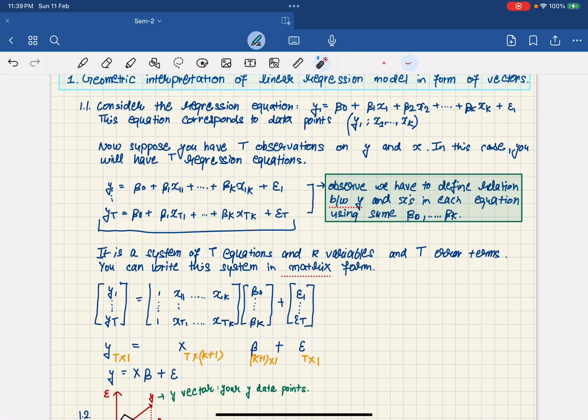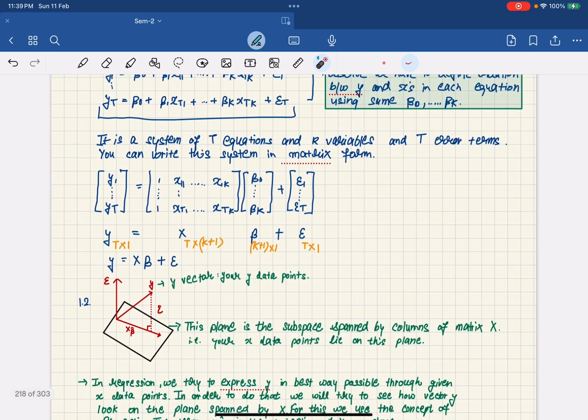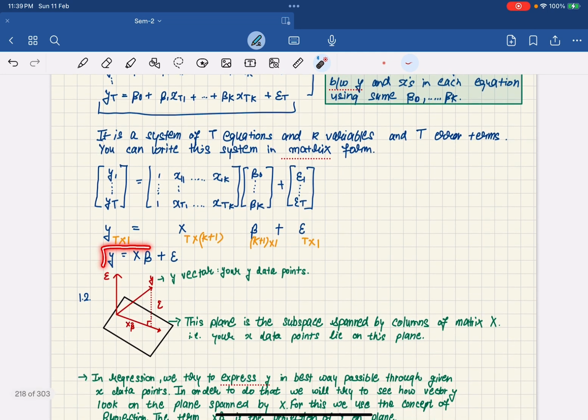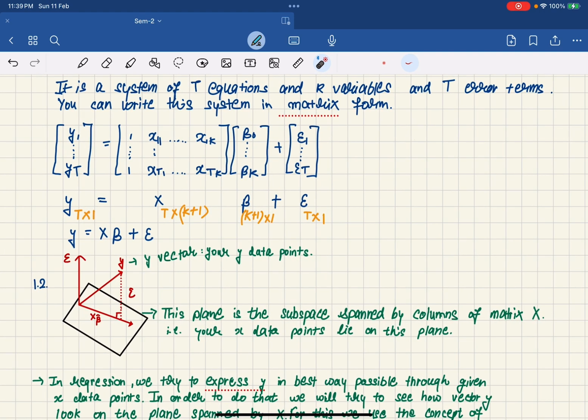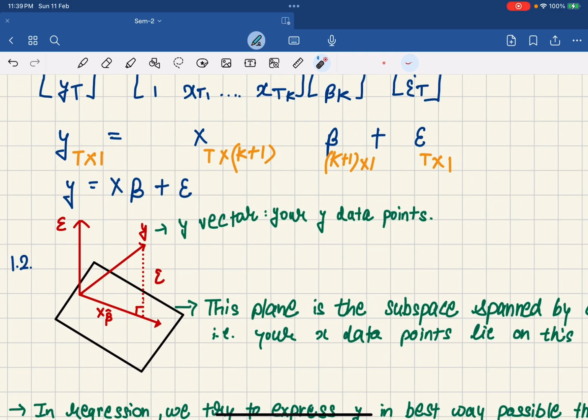Now we will look at the geometric formulation of this regression equation. We will see how you can represent this regression equation in geometrical form using vectors. So let's say this y vector is your column vector y in some space in Rn.